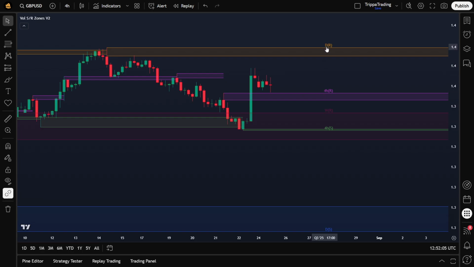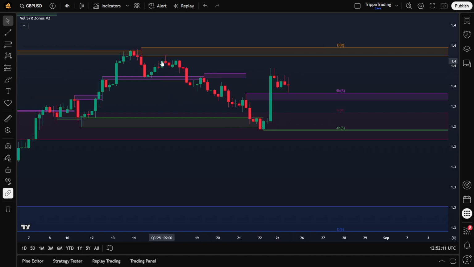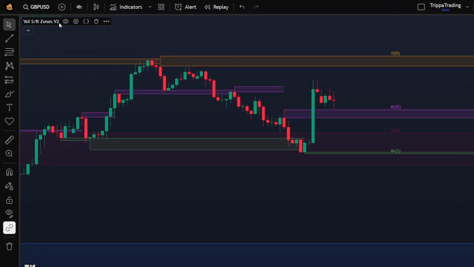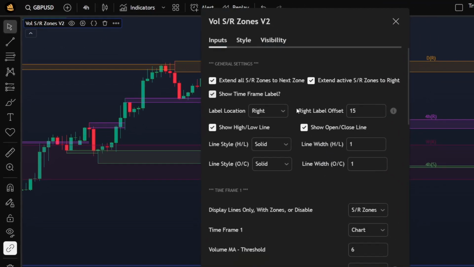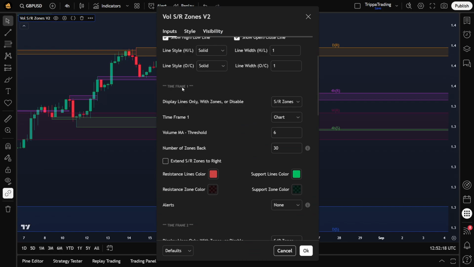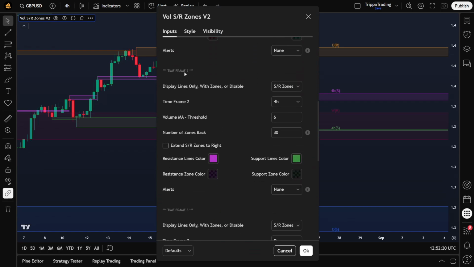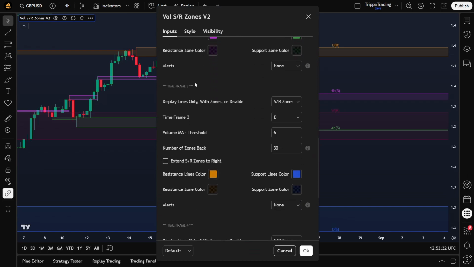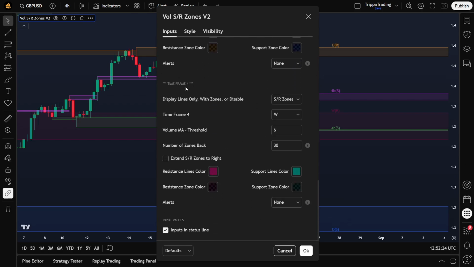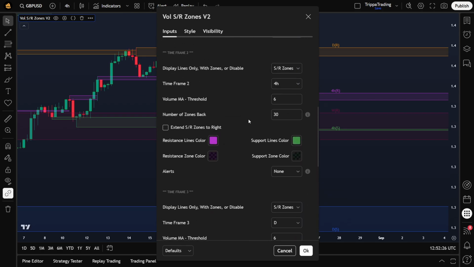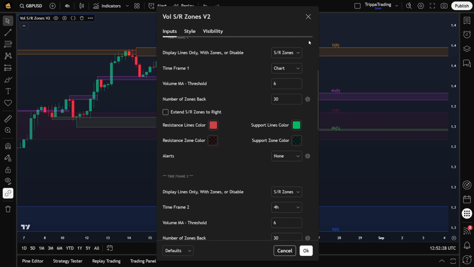That means the zones it gives you are levels where the market really cared in the past. One feature I love here is that it shows zones from multiple time frames at once. If I open the settings, you can do that from here. You can see we've got 4 slots. One is for the current time frame, and the other 3 can be set to higher time frames, like daily or weekly. So while I'm on the 4-hour chart, I can also see where the daily and weekly zones are.